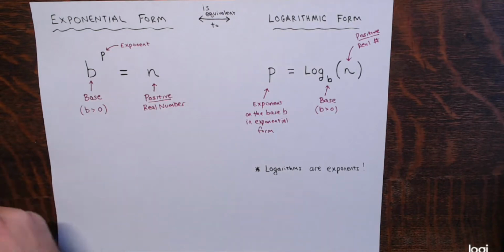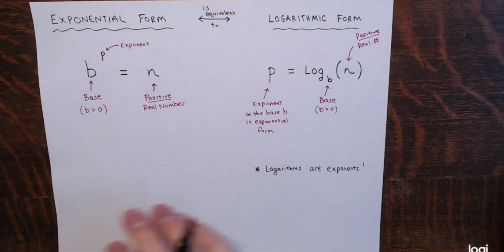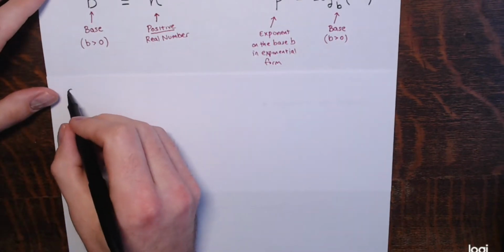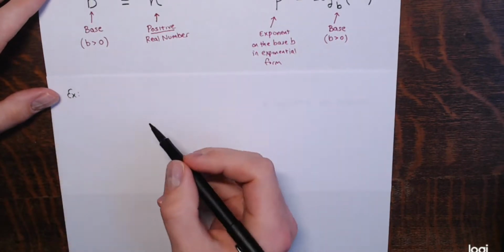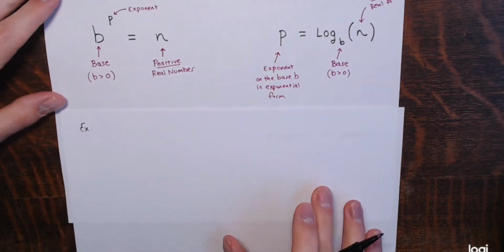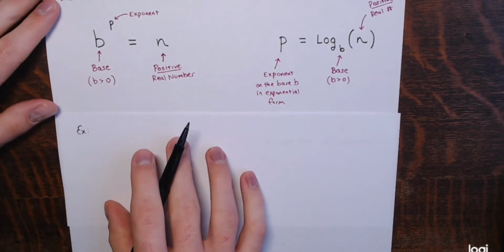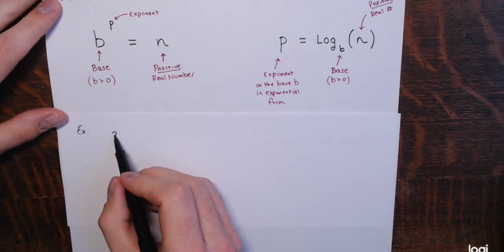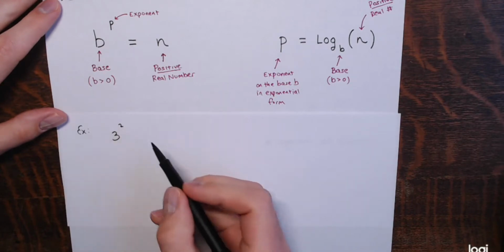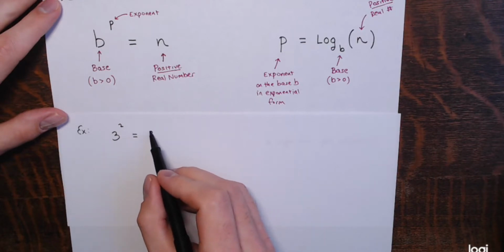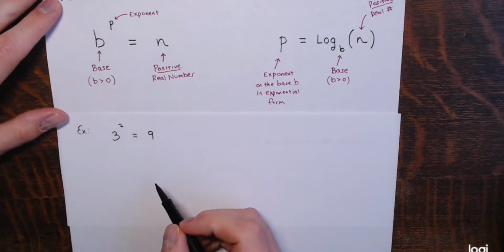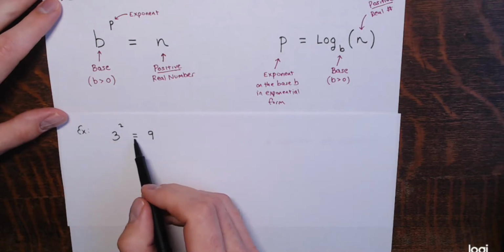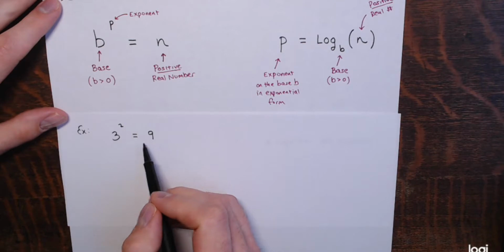Now, an example of this before I get into the actual question, with some numbers you probably know already. So here's a statement in exponential form. Say 3 to the second power, 3 squared equals 9. You have a base, an exponent on that base equals some positive number, and again the base is positive as well.